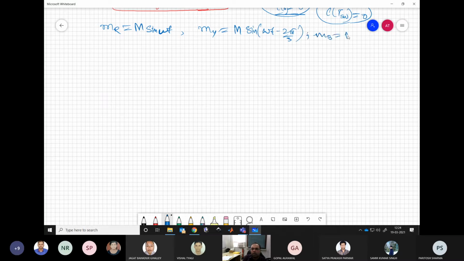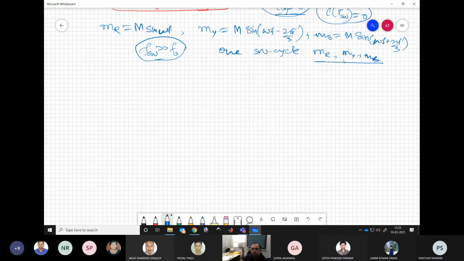And we have MB. Now, we also know that our carrier frequency or switching frequency is much greater than our fundamental frequency. So which means for one switching cycle, MR, MY, MB will not change significantly. These will be almost a constant line for one switching cycle. Very insignificant change in the values of these modulating signals.